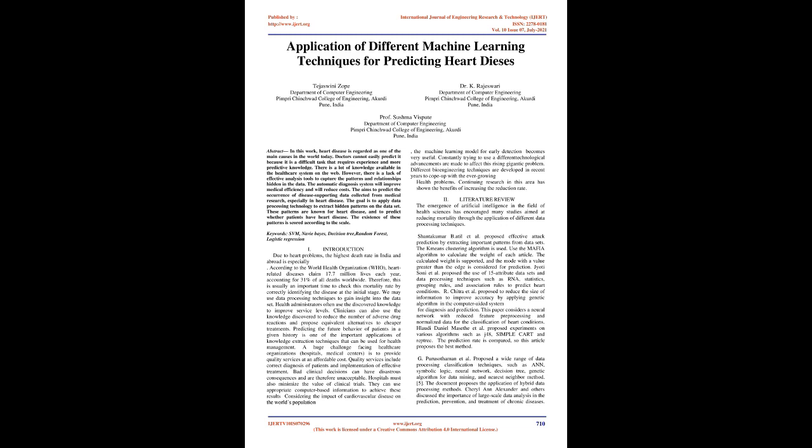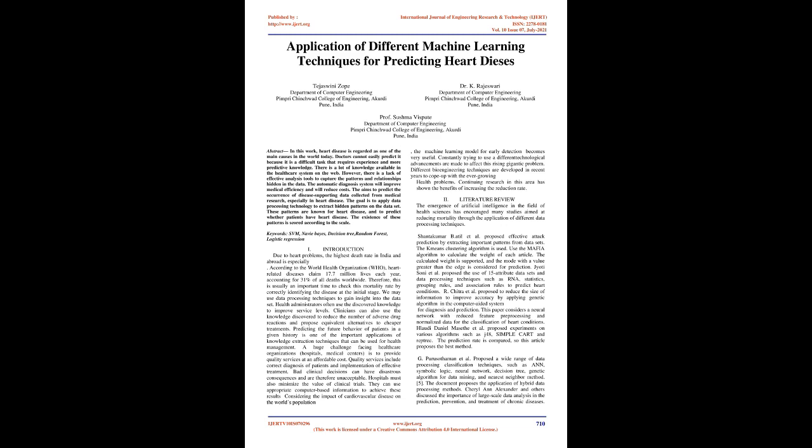Introduction. Due to heart problems, the death rate is highest in India and abroad. According to the World Health Organization, WHO, heart-related diseases claim 17.7 million lives each year, accounting for 31% of all deaths worldwide. Therefore, it is important to check this mortality rate by correctly identifying the disease at the initial stage. We may use data processing techniques to gain insight into the data set.